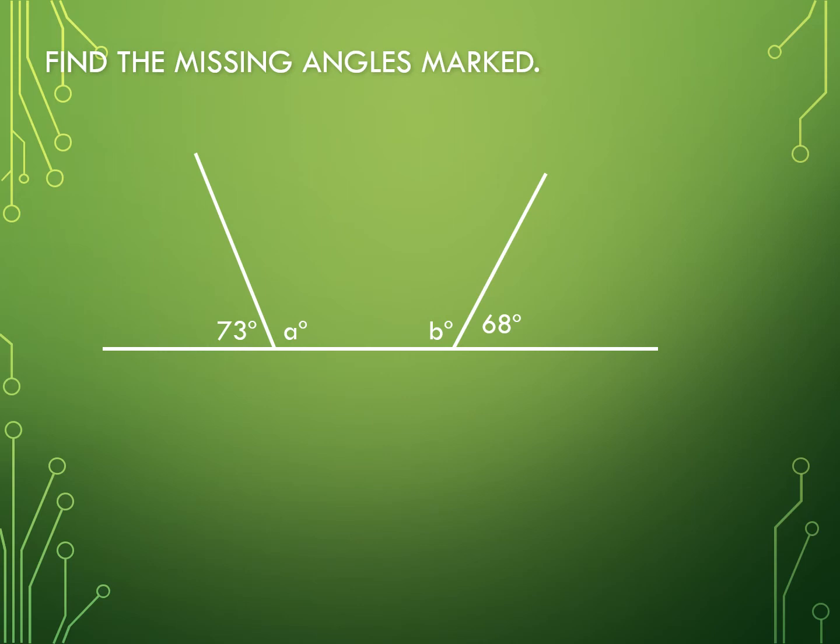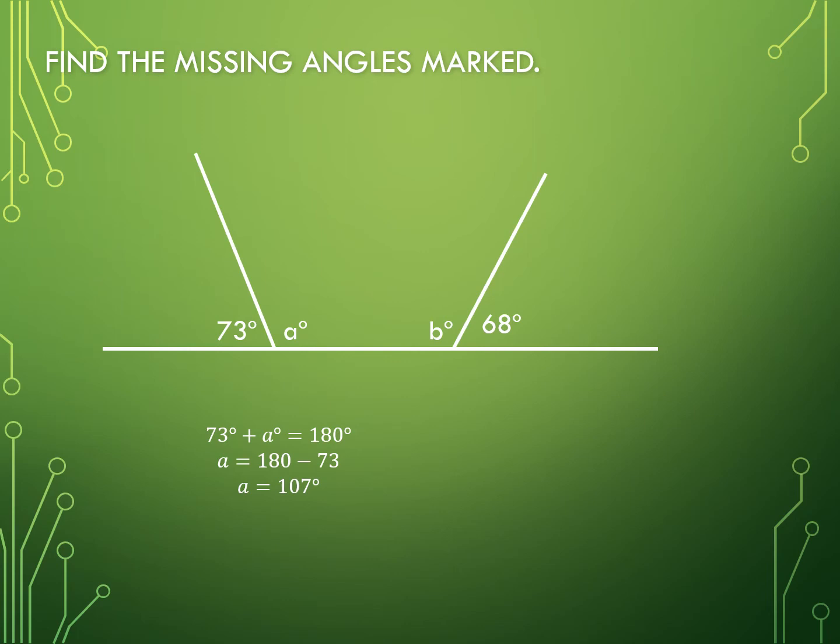Looking at another couple of examples, again we'll take the one on the left first. We've got 73 degrees plus A needs to equal 180 degrees. Subtract my 73, and that leaves me with A needs to be 107 degrees. Again, this is all subject to us spotting that that is a straight line that we split into two parts.